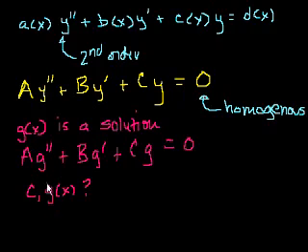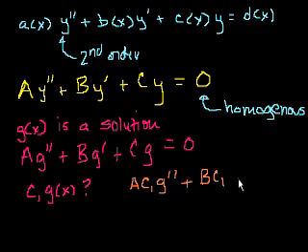Let's substitute this into our original equation. So a times the second derivative of this would be the constant. Every time you take a derivative, the constant just carries over, right? So that'll just be a times c1 g prime prime plus the same thing for the first derivative, b times c1 g prime plus c times, and this c is different than the c1, times g. And let's see whether this is equal to 0.